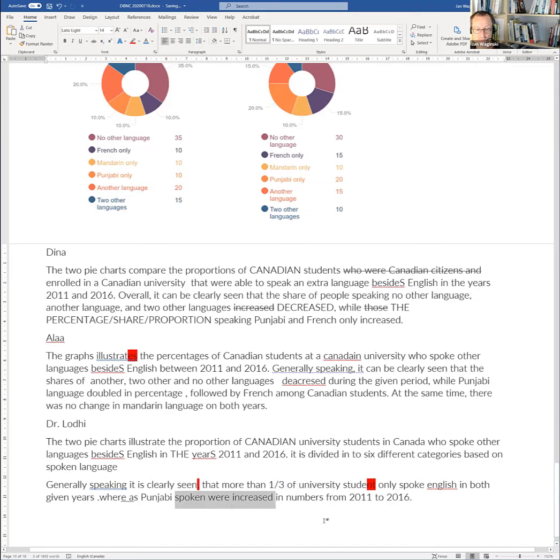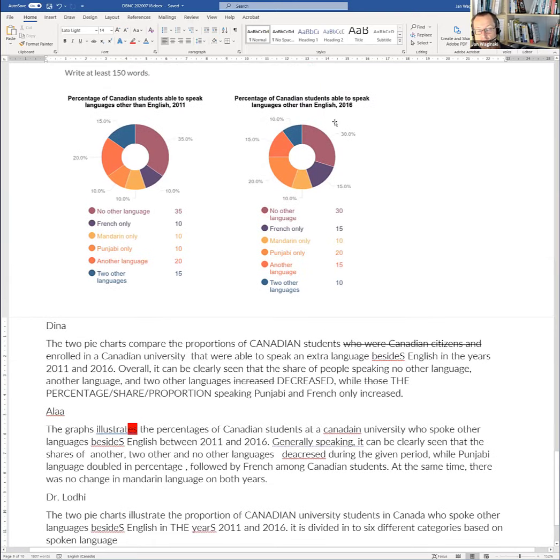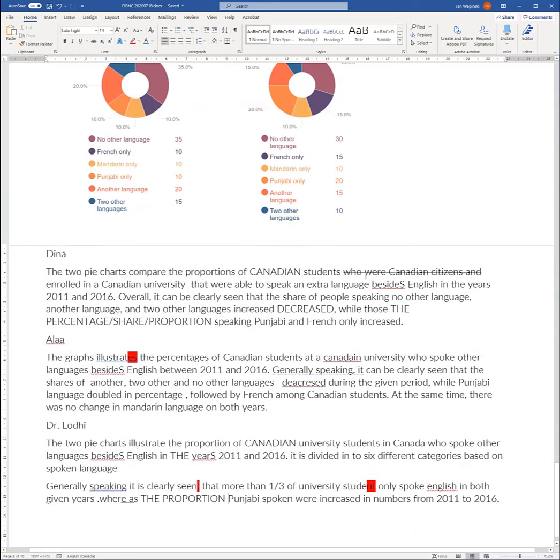What should this be? Punjabi spoken students, please. You could say, whereas Punjabi speakers, whereas it's not that Punjabi speakers increased, the number of Punjabi speakers or the proportion, even better, because we also don't know anything about the numbers. Number and proportion are kind of synonyms, but they mean different things in different contexts. Especially with statistics, you can't necessarily interchange those. It's possible that in 2016, we had fewer total students in university, or far more students. So again, we know nothing about the number of students.